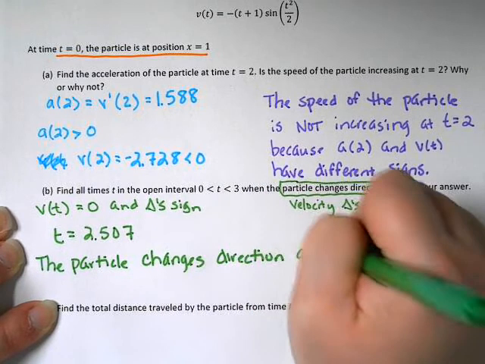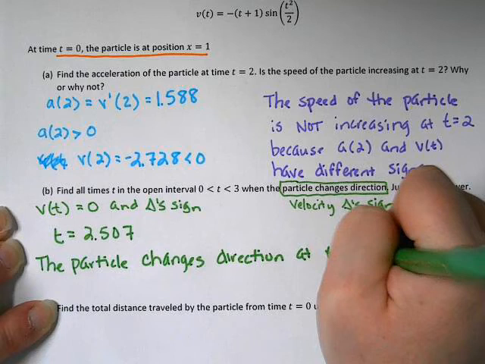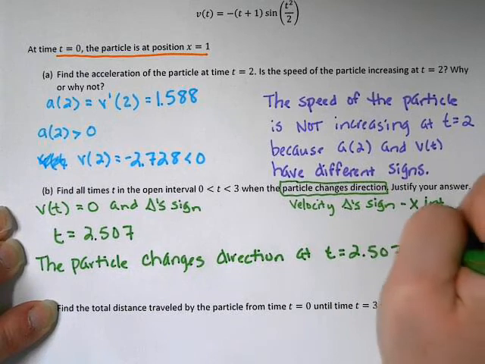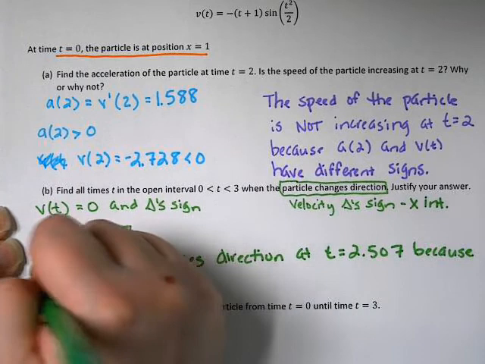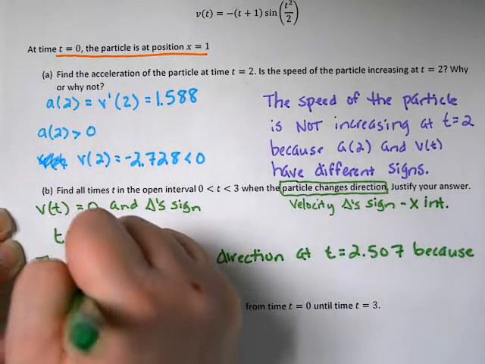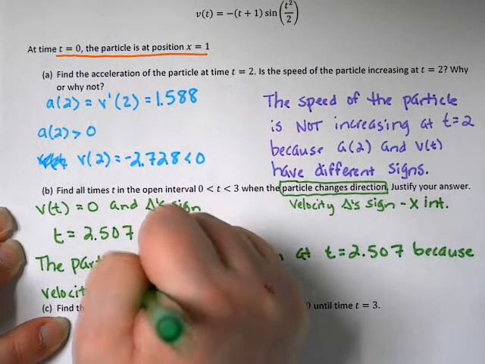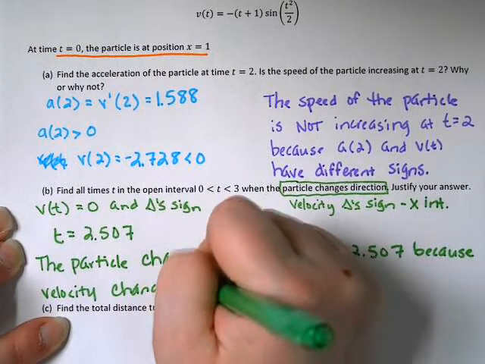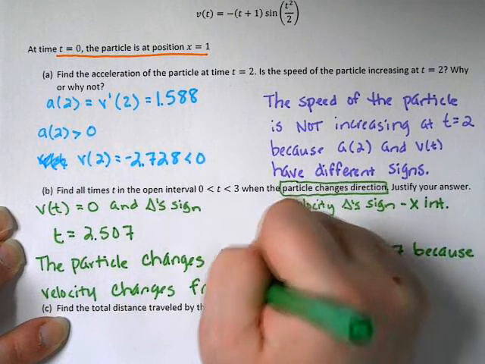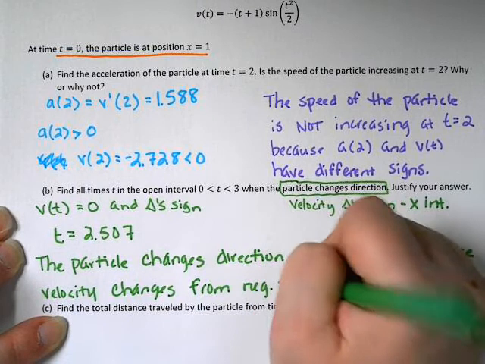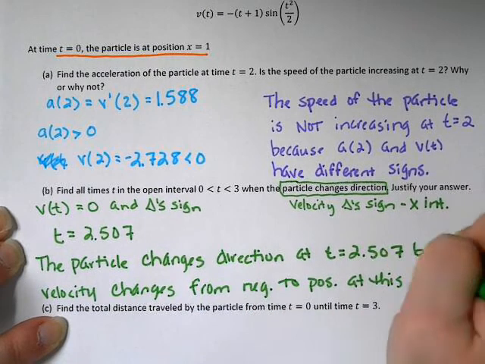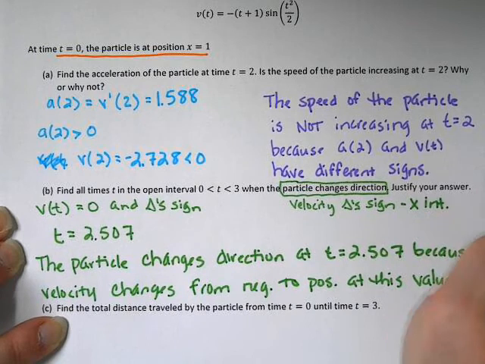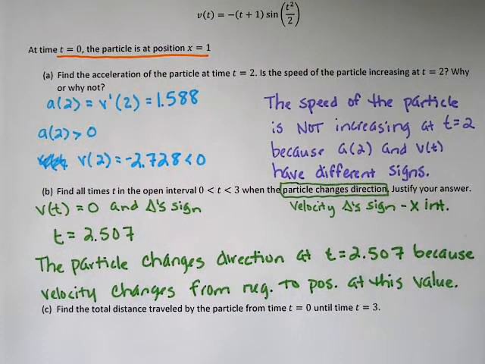At t equals 2.507, because velocity changes from negative to positive at this value, because we went from below the x-axis to above the x-axis.